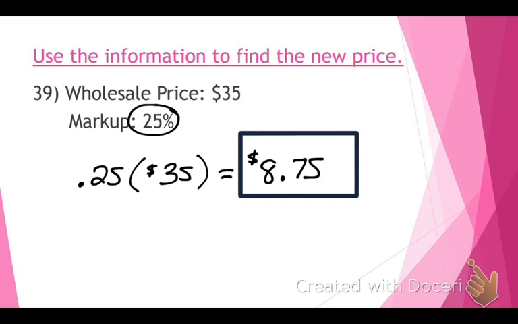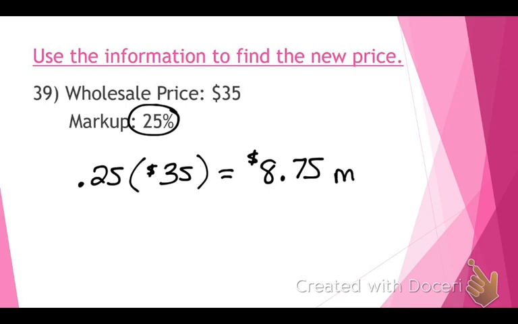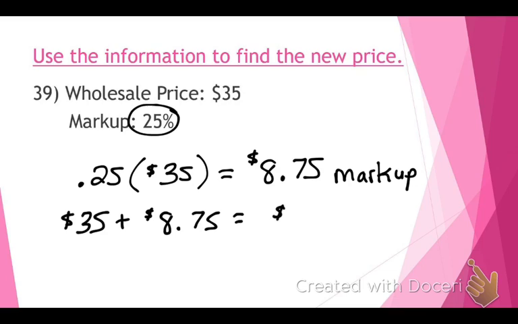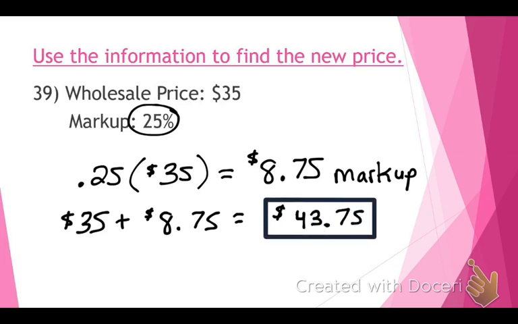Now, this is what I see from many of you. You say, hooray, I got the answer. Is that correct? What is that you found? That's the markup, okay? Now what do I have to do? 35 plus 8. Take the original price and add the markup, and what's your final answer? What is it? Double check it. $43.75. Yes, sir. Okay? I want you guys to do the next one on your own.